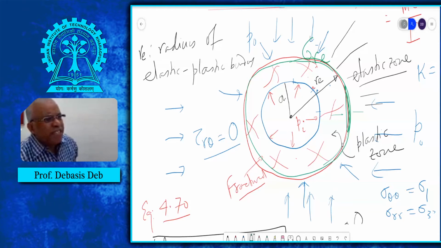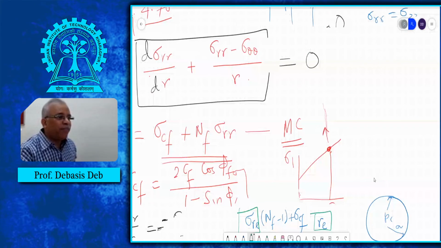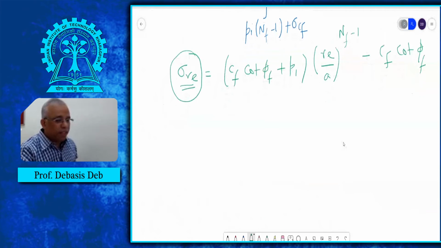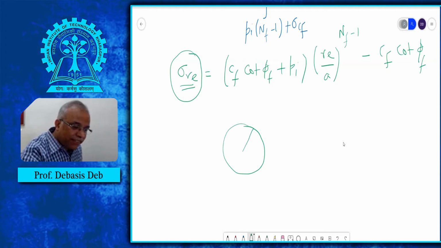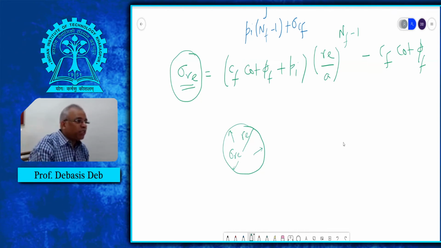Now, if I see what could be the sigma RE value and sigma theta value here, what is the relationship? If I consider this from the elastic side, can I find that out? So now what is happening is, this is my RE. I'm taking the bigger one. So now my internal pressure is sigma RE, because that is what I have assumed. This will be sigma RE, and this is now the elastic zone.